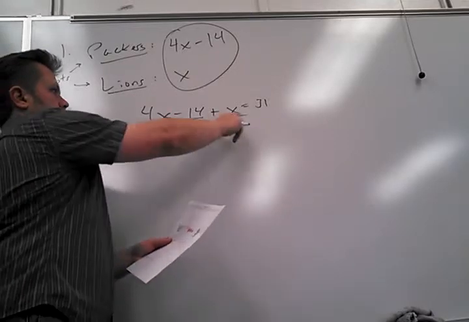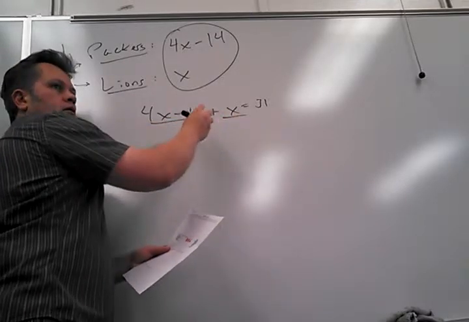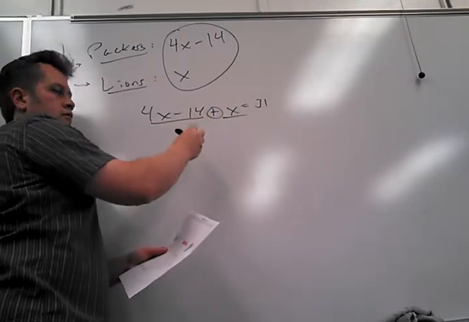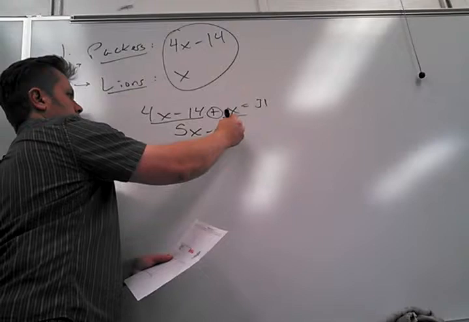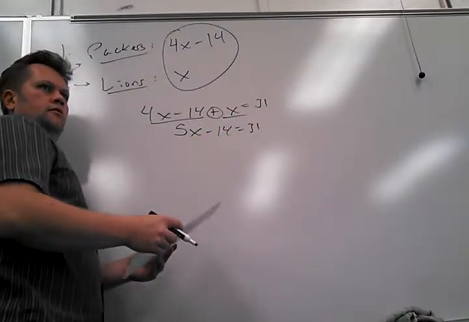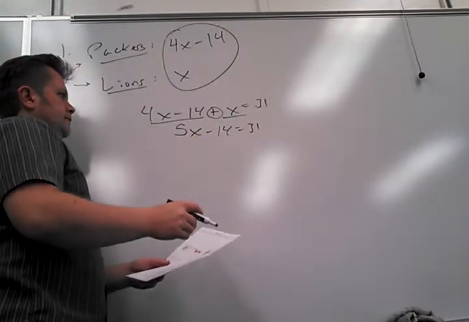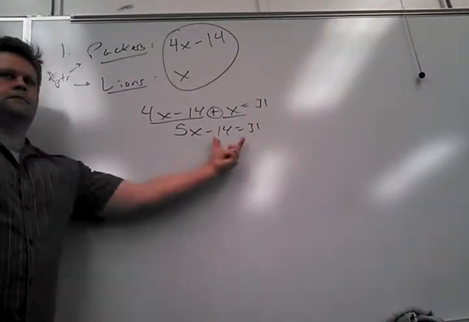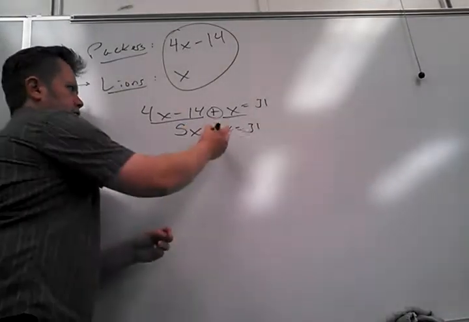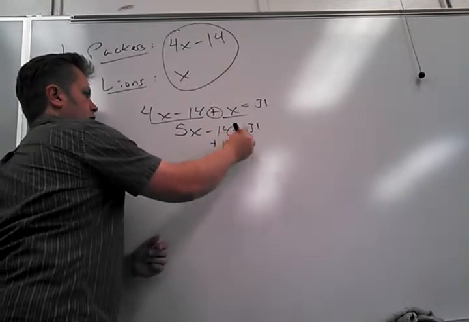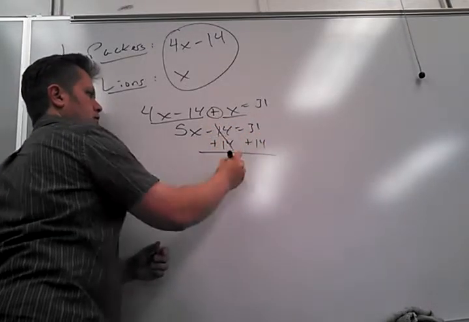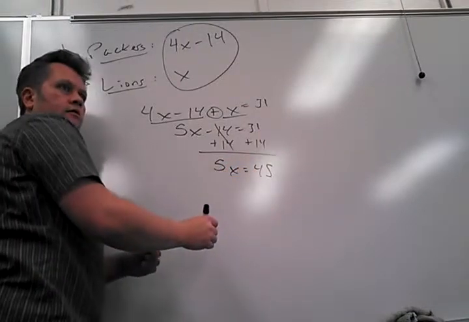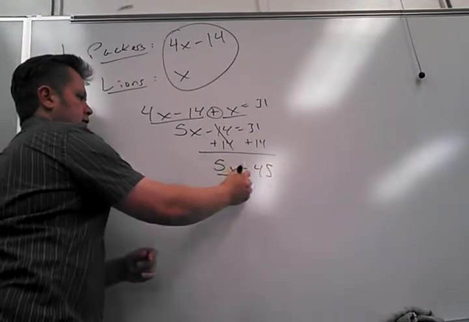So plus 14. 5x plus 5x equals 31. So both sides would plus 14. Add 14, I like it. 45. I like it. So 9. And then you almost always divide last. 5.